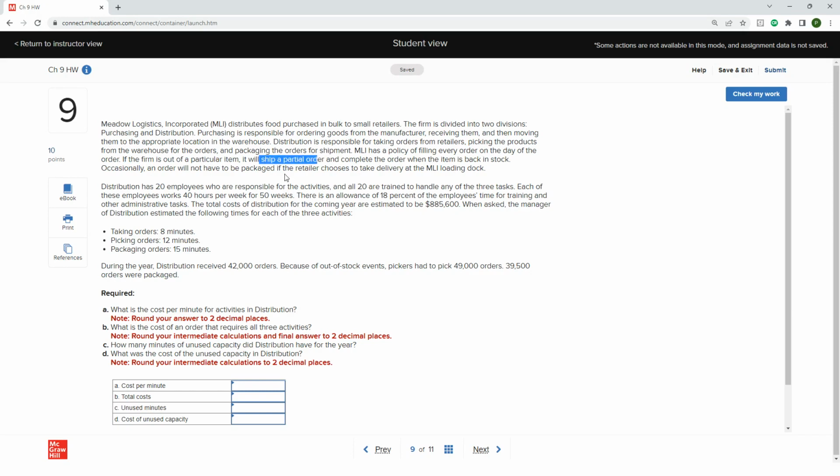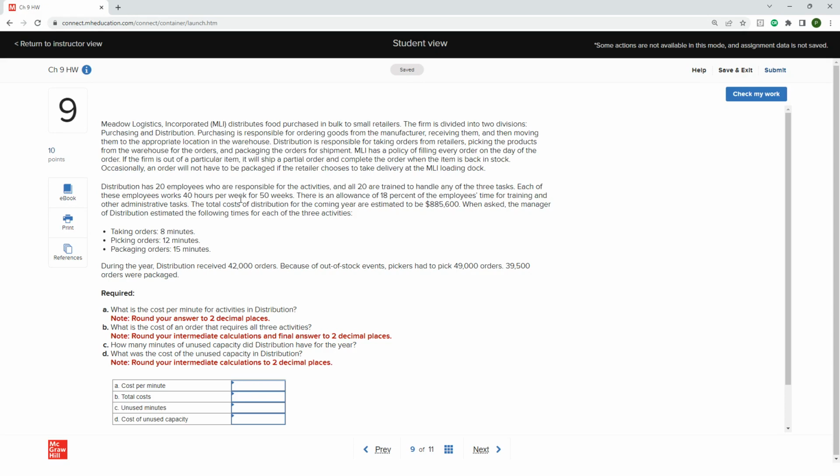A lot of times if you order multiple items, they're going to come in separate packages anyway. So sometimes you're going to have a certain amount of orders, but the number of shipments aren't going to line up exactly, because sometimes these orders are split into 2 or 3. And sometimes you have an order but not a shipment, because it says here that an order won't have to be packaged if the customer takes delivery at the loading dock. So it's not quite as straightforward as looking at the number of orders and matching that up to the number of shipments.